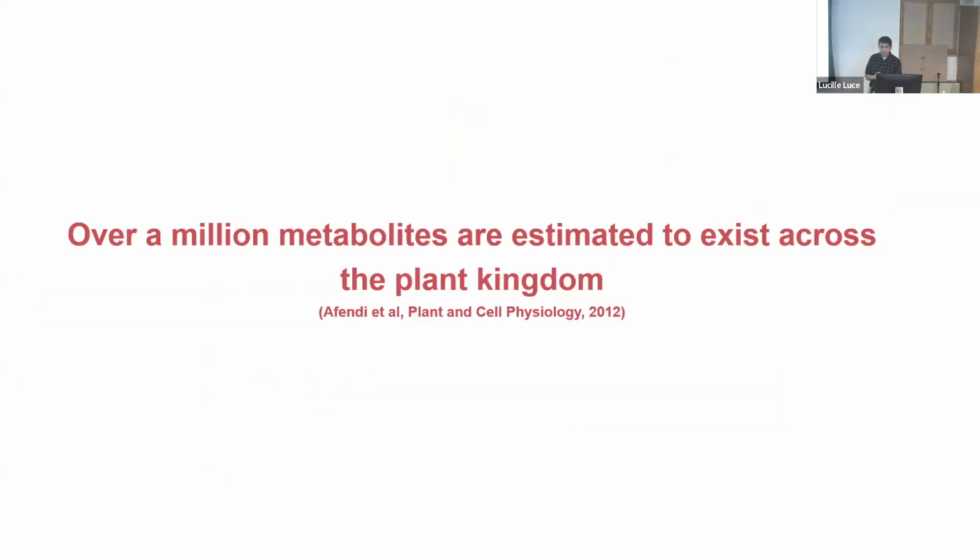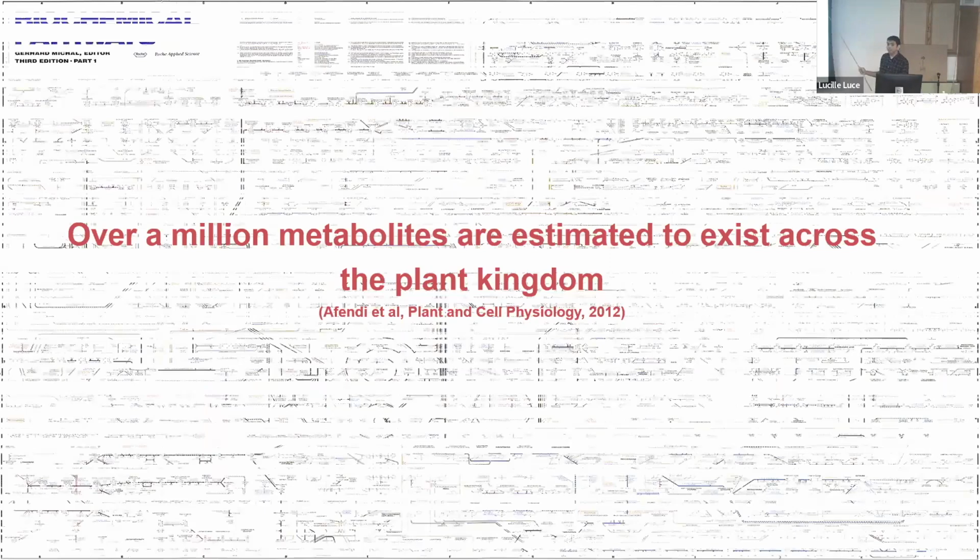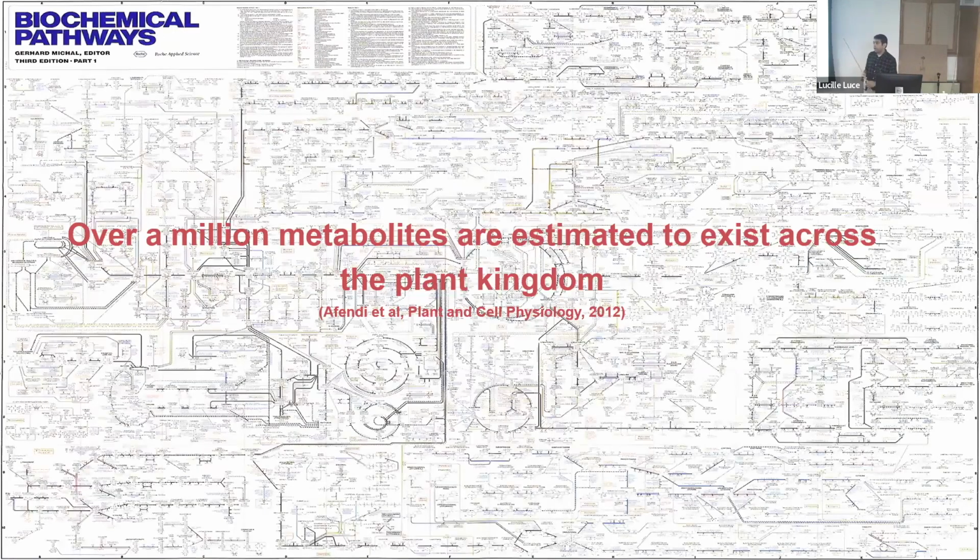It's estimated that across the plant kingdom, 1 million metabolites are produced, and individual plants produce thousands of metabolites in different organs. This diversity is because of the complexity of the underlying metabolic pathways, right? We have barely scratched the surface of both the metabolome as well as the genetic networks that produce this diversity. That's what my lab has been focused on over the last 7 years.